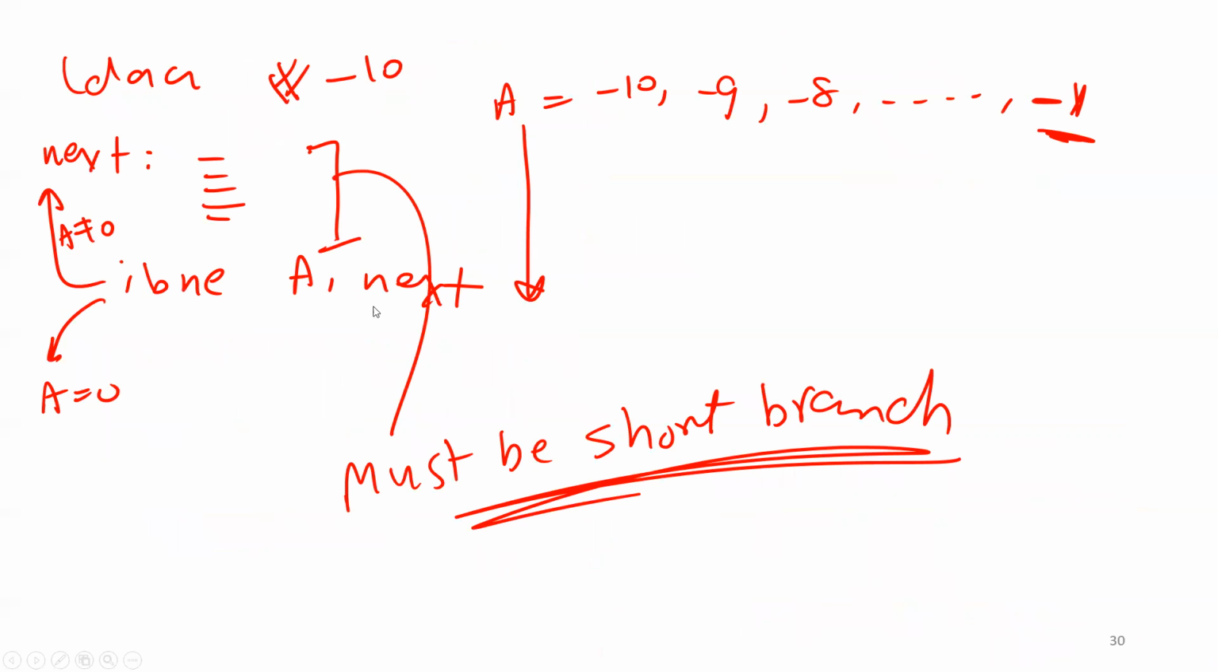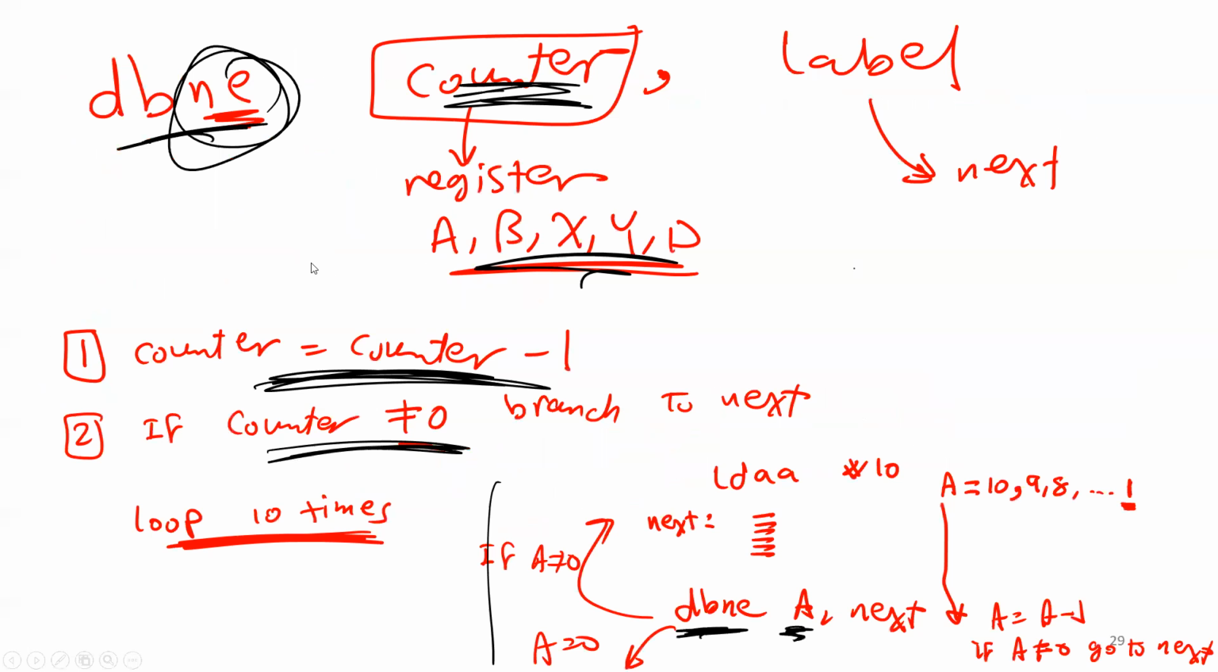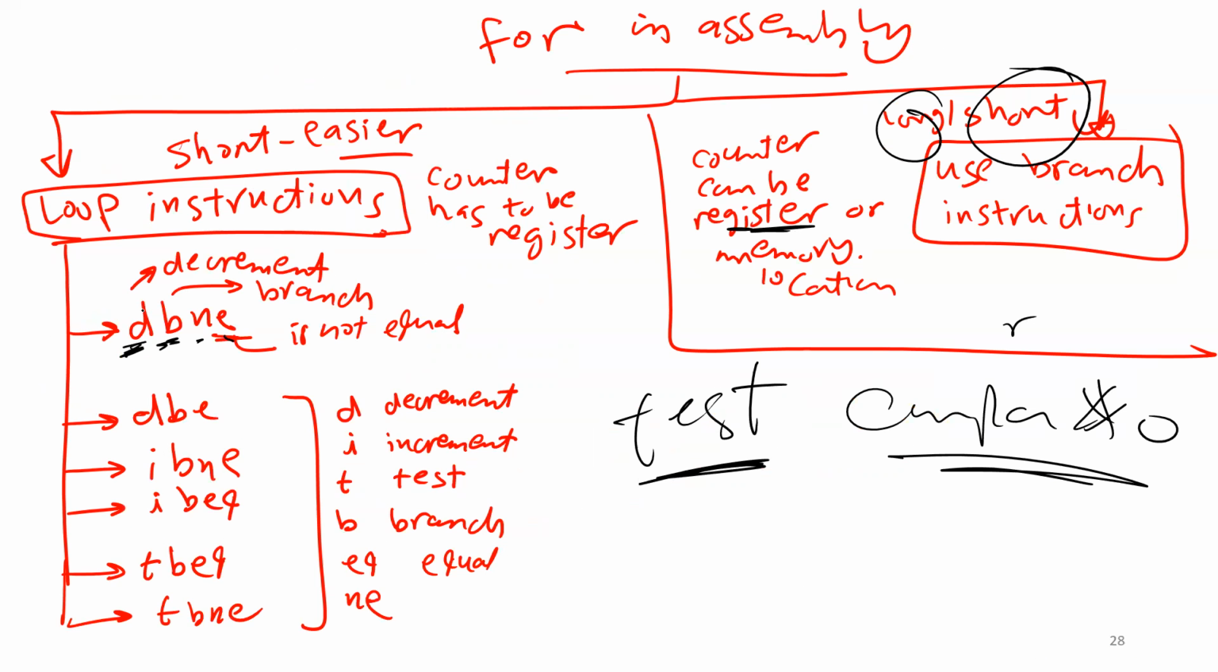Okay. I can do it in a different way. Again, I told you guys, in this programming, you can do the same thing in different ways. So, I told you here we have decrement and branch if not equal, decrement and branch if equal, increment and branch if not equal, increment and branch if equal, test and branch if equal, test and branch if not equal. These are all the tools you have.